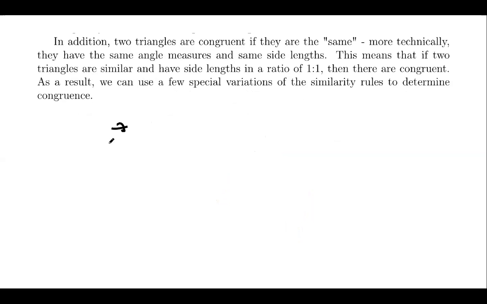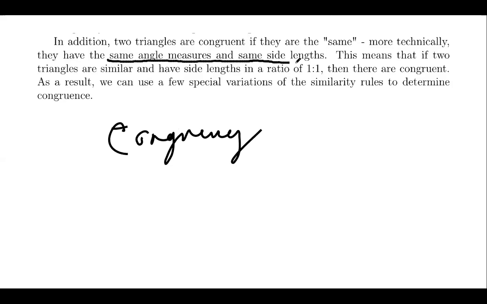Right, so this is talking about congruency. And as we said previously, two triangles are congruent if they have the same angle measures and same side lengths. And that means we can use some variations of the similarity rules to determine congruence.